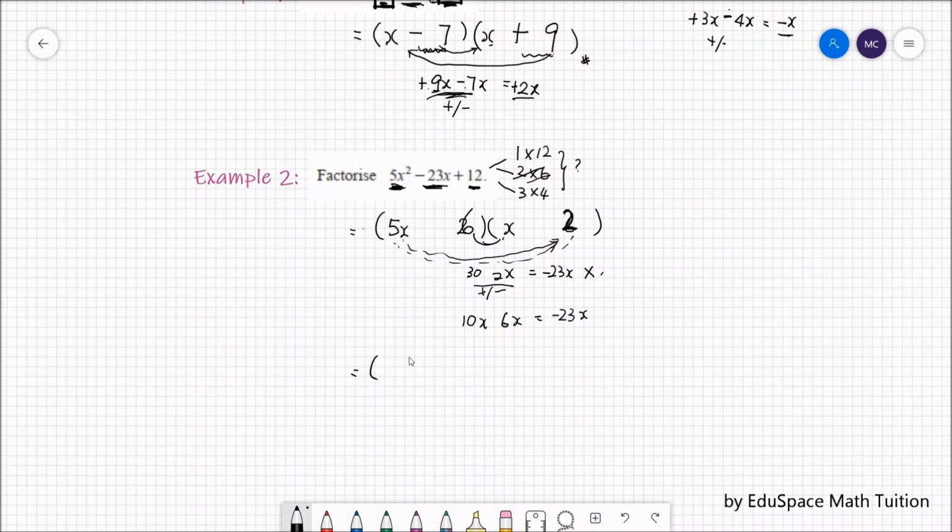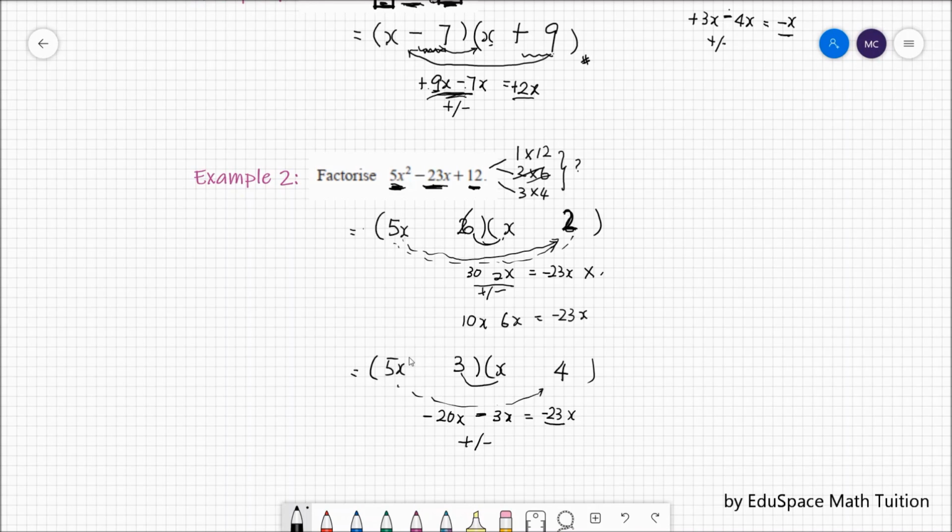For example, with the 5x and x, we should try for example 3 and 4. So let's look at how we form the middle term. Here we have 20x, and then we have 3x here. So with 20x and 3x, we need to form a negative 23x by inserting some positive or negative sign. Is it possible? Yes, it is. We can just put negative 20x and negative 3x, that will give us negative 23x.